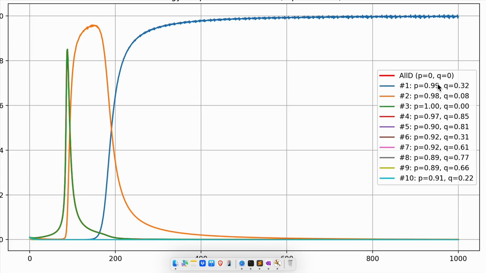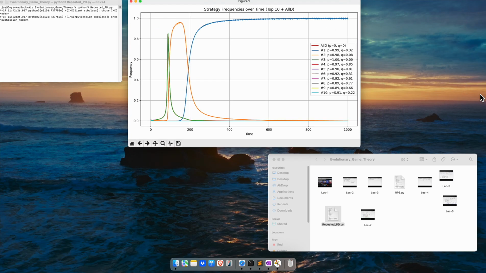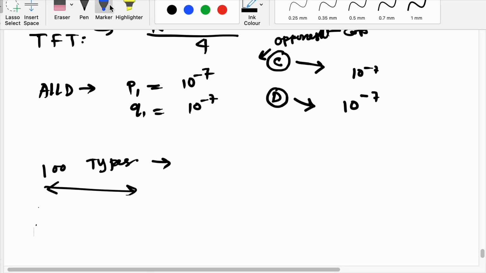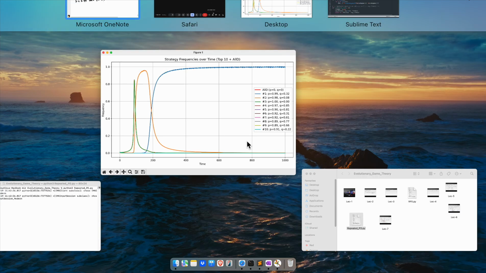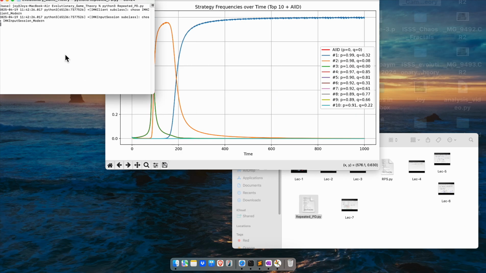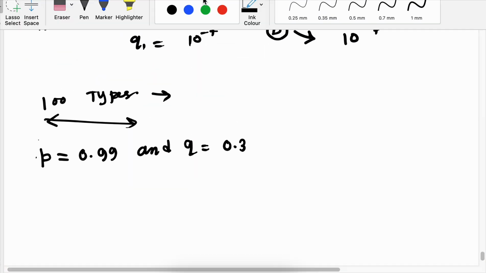It will cooperate with probability p equal to 0.99, but it will defect with some probability. This is the strategy that you are seeing in the long run, corresponding to p equal to 0.99 and q equal to 0.32. Let me write it down: p equal to 0.99 and q equal to 0.32.